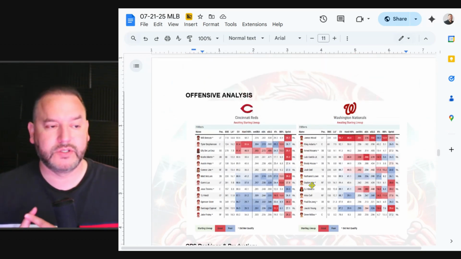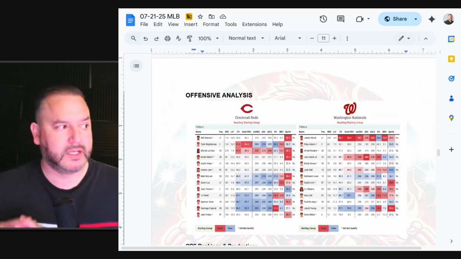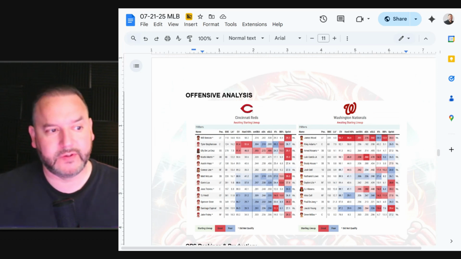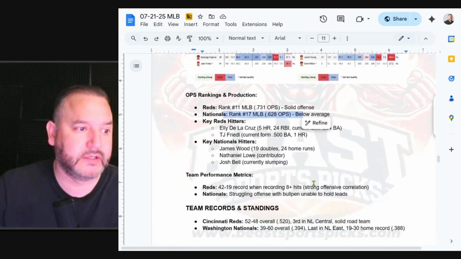The batting is going towards the Reds. The starting pitcher is flat. And then the bullpen is heavily favored towards the Reds. So for those reasons, I'm going to take the Reds on the money line.